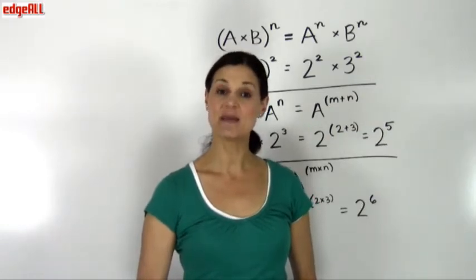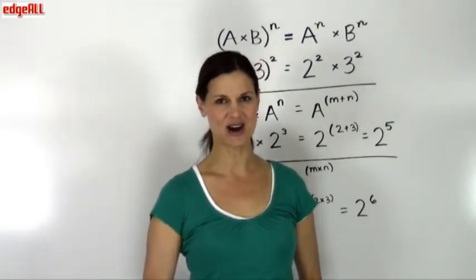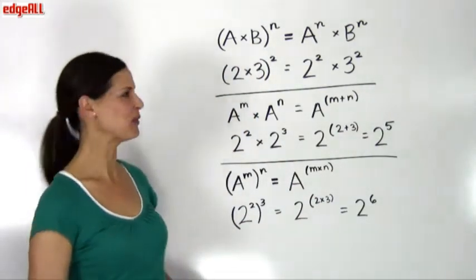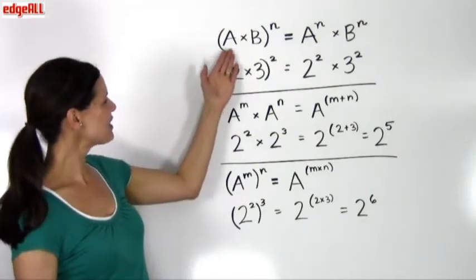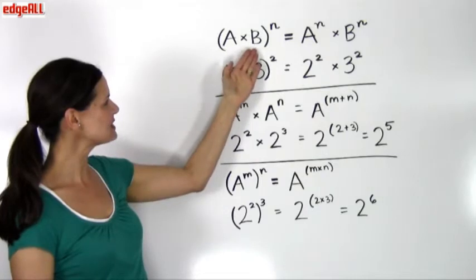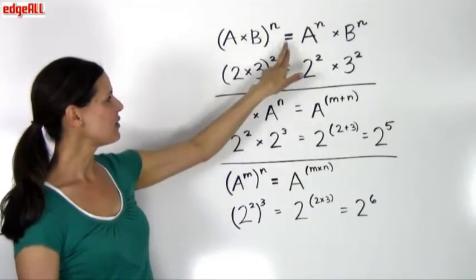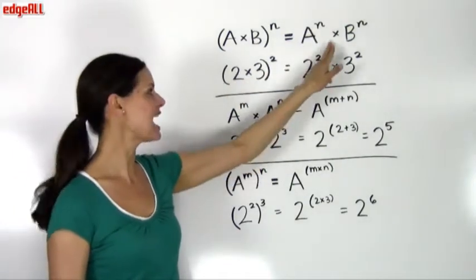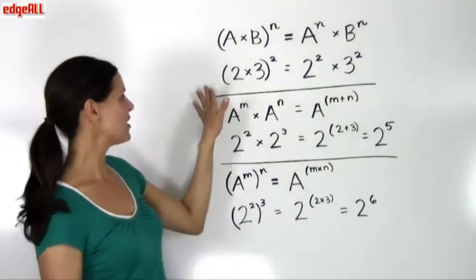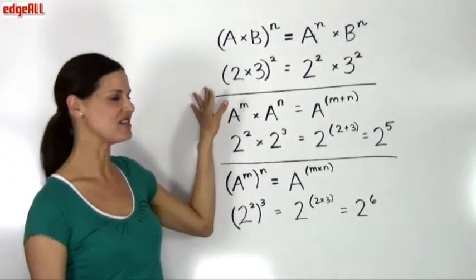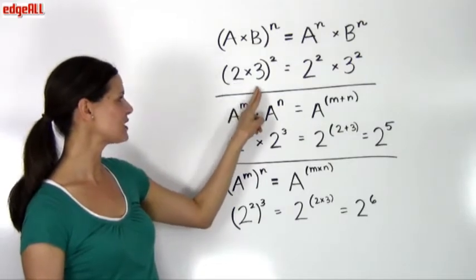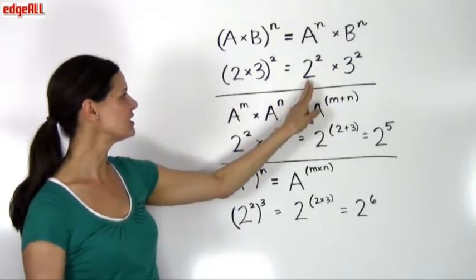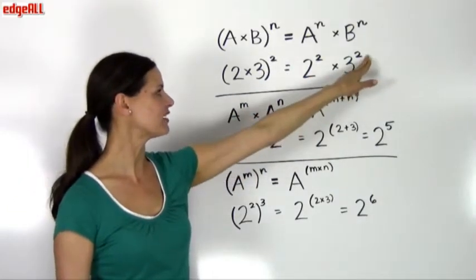Let's take a look at some of the exponent rules to refresh our memory. I have a few of the exponent rules written here on the board behind me. So the first one we're going to look at is when we have (a times b) to the n power. We need to remember that it is equal to a to the n power times b to the n power. So using numbers for an example of this rule, if I have (2 times 3) squared, it is equal to 2 squared times 3 squared.